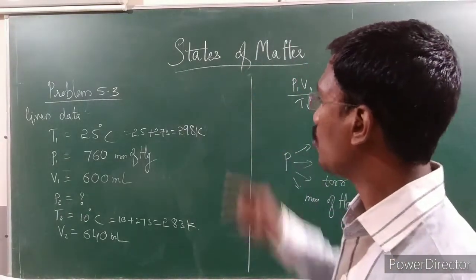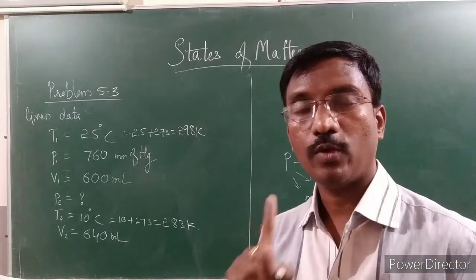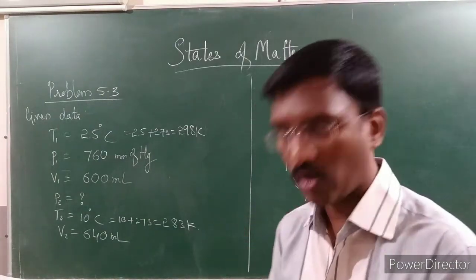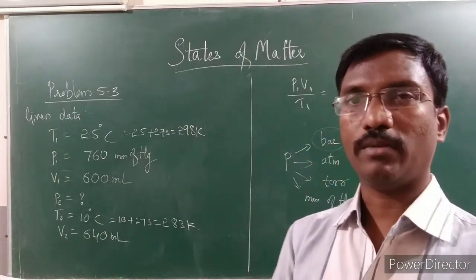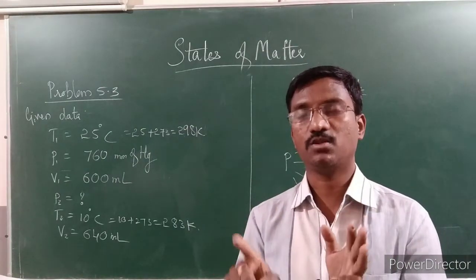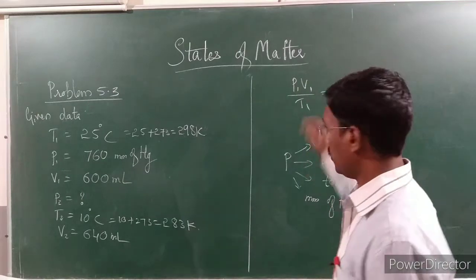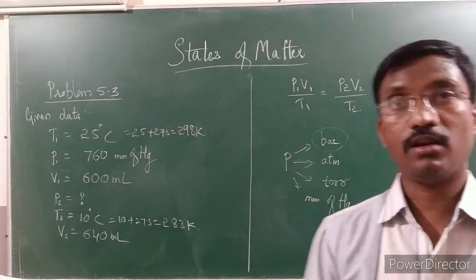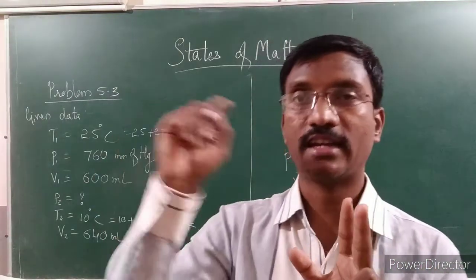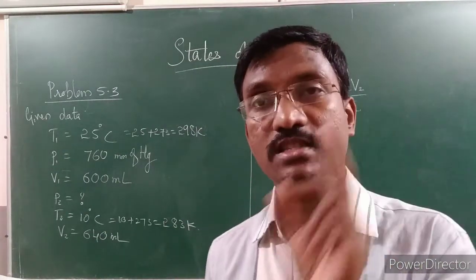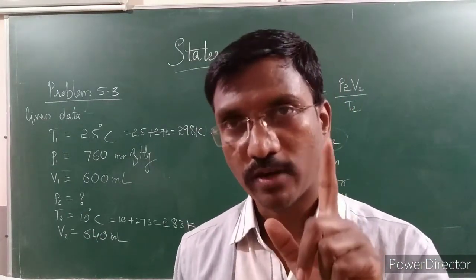I hope I told you: first, you have to write the given data properly. Only after writing the given data will you get 1 mark. Not only that, the marks are distributed in this way. First, write the given data. Next, write the formula. Which formula is suitable? First, write the formula. Don't go directly to substituting the data without writing the formula.